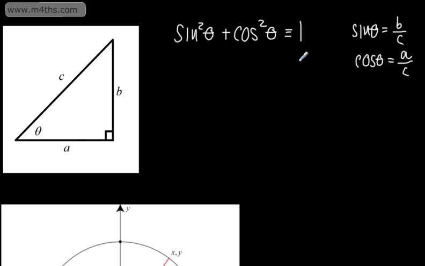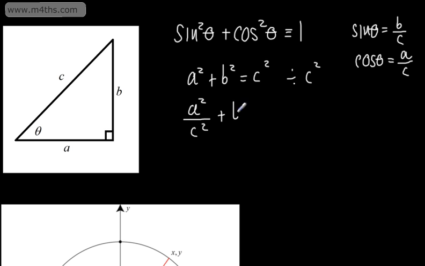Just consider Pythagoras. That's a squared plus b squared is equal to c squared. So if I look at that, what I can write is that a squared plus b squared is equal to c squared using Pythagoras' Theorem. What I'm going to do at this stage is divide through by c squared. That's going to give me a squared divided by c squared plus b squared divided by c squared is equal to 1.